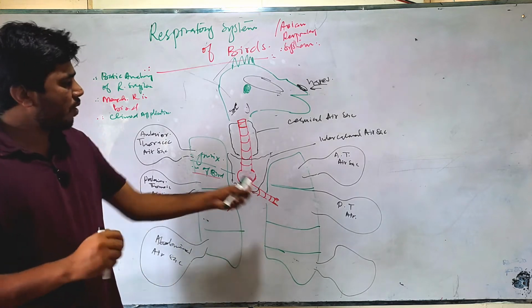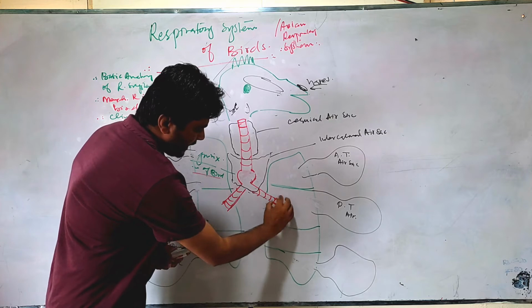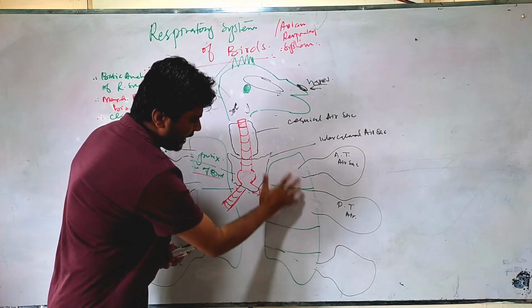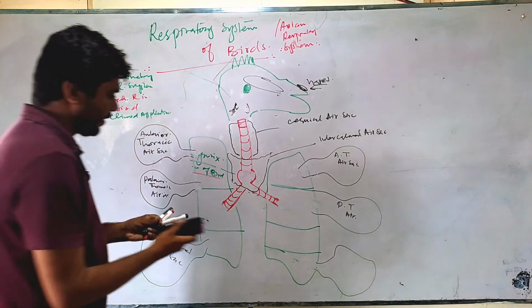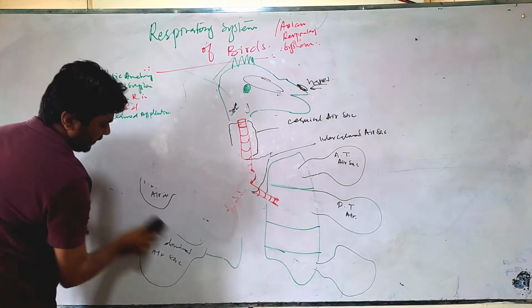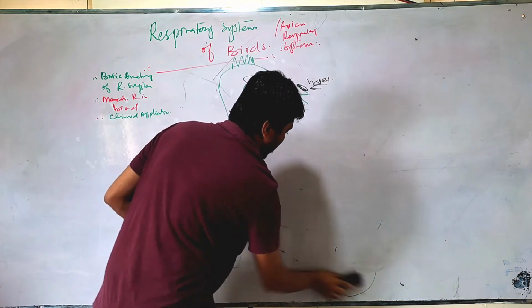Okay, so now we will look at the internal structure of the lungs to understand better. Now we will take a diagram of only one lung.